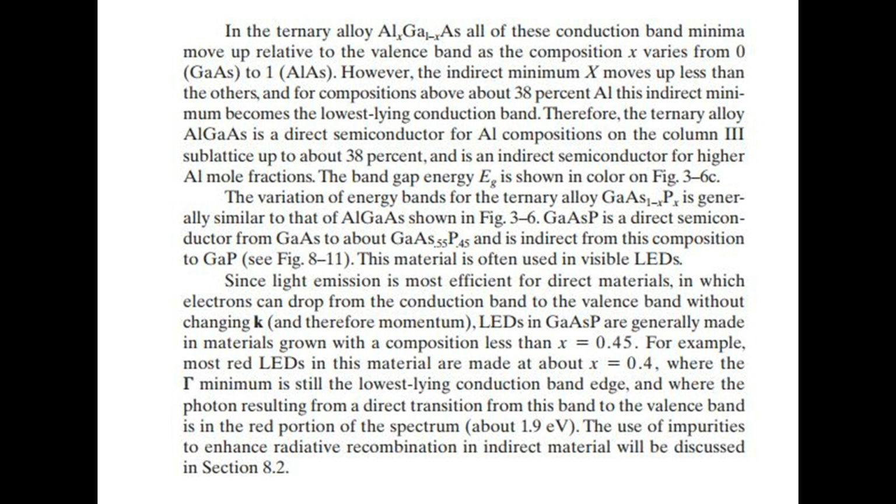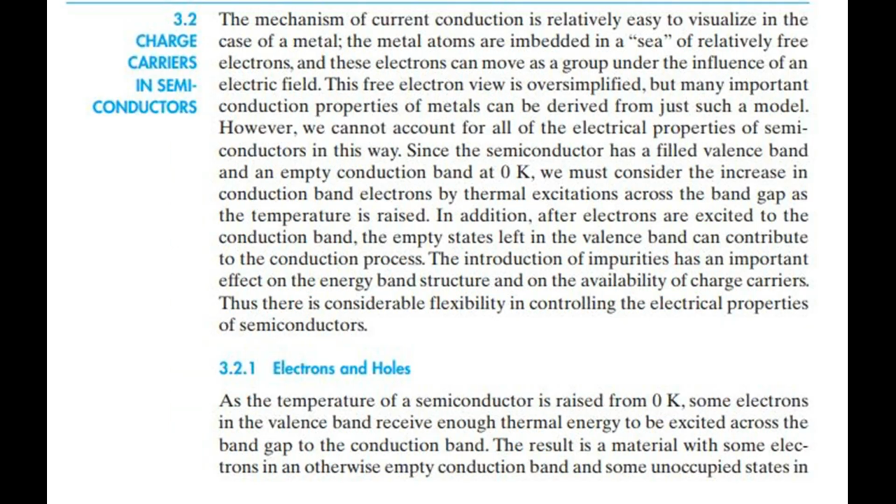The mechanism of current conduction is relatively easy to visualize in the case of a metal. The metal atoms are embedded in a sea of relatively free electrons, and these electrons can move as a group under the influence of an electric field. This free electron view is oversimplified, but many important conduction properties of metals can be derived from just such a model. However, we cannot account for all of the electrical properties of semiconductors in this way.